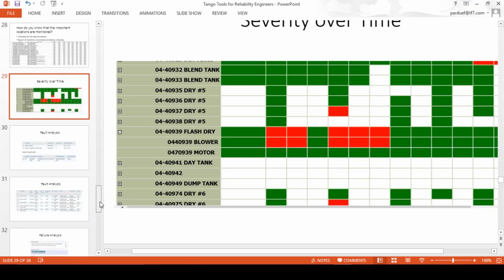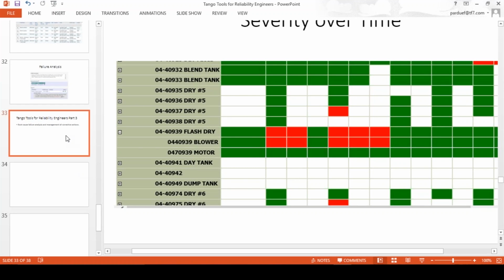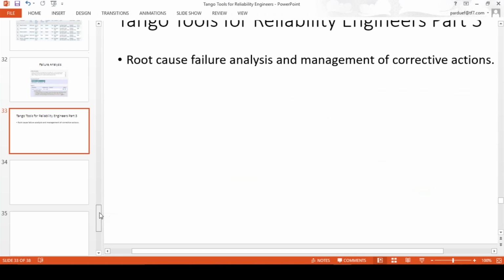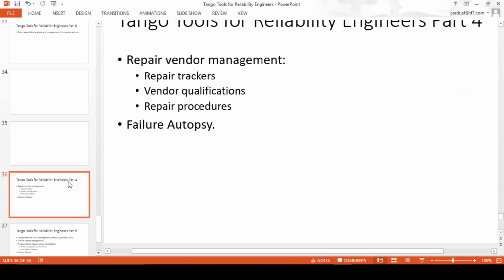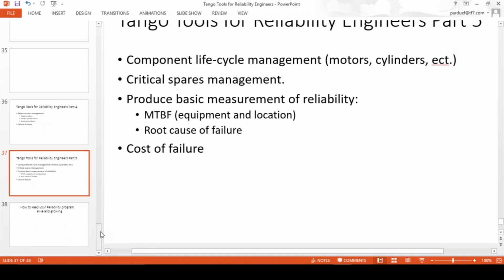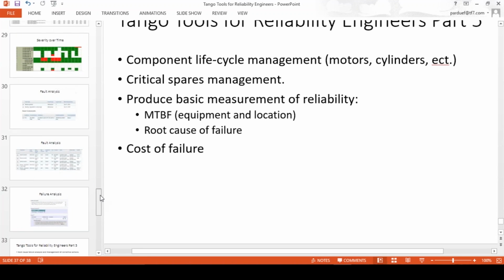Now, things that are coming up next week, let's see what we got for next week. Root cause failure analysis and management of corrective action. So that's a whole root cause failure topic. Then we've got repair vendor management and failure autopsies. Then we got component lifecycle management, critical spares, basic measurements of reliability like MTBF and root cause of failure and cost of failure. And so anyway, those are the things we got coming up in the next 3 of these sessions.